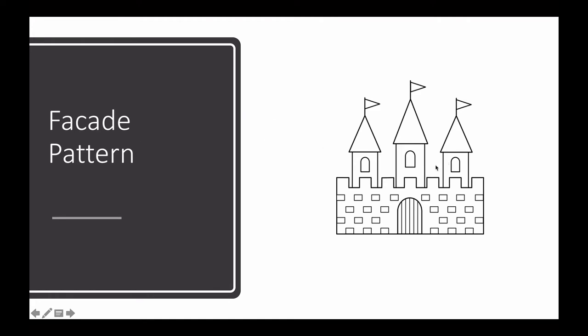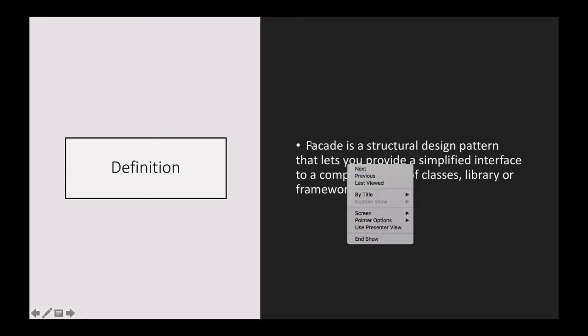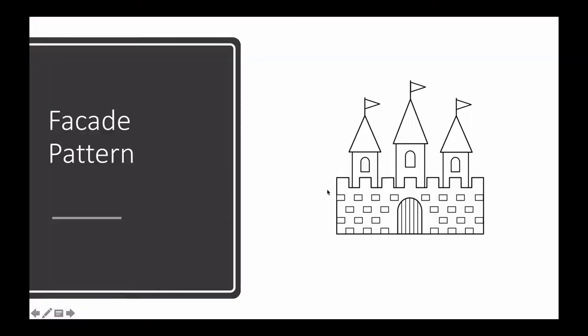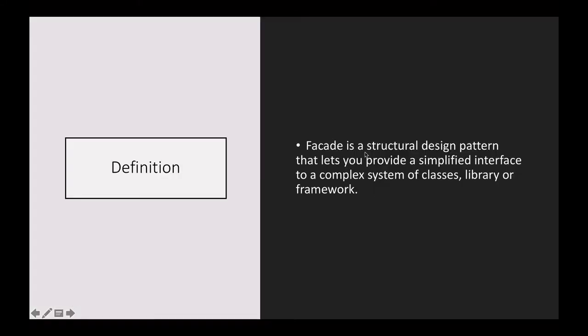Here I have put a very nice image of a little castle, which will represent the meaning of this facade pattern. So let's quickly take a look at the definition, and then we will try to relate why and how the facade pattern works. Facade is a structural design pattern that lets you provide a simplified interface to a complex subsystem of classes, library, or a framework.